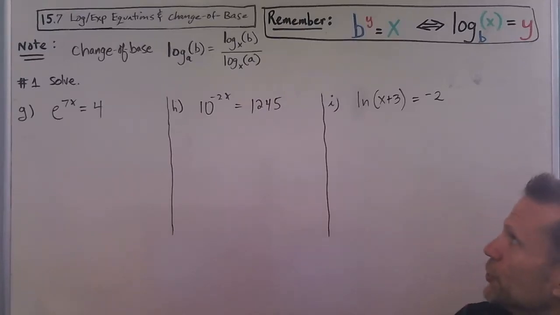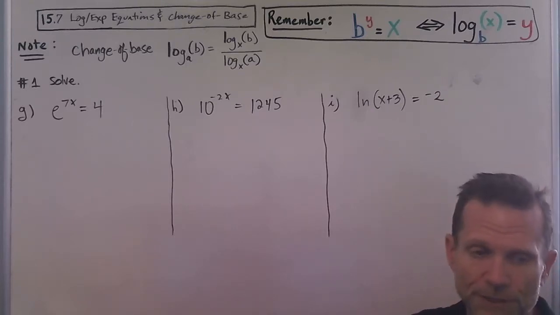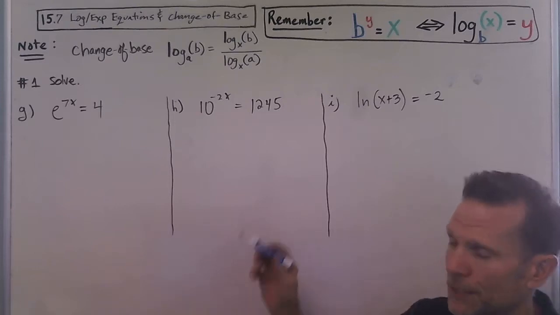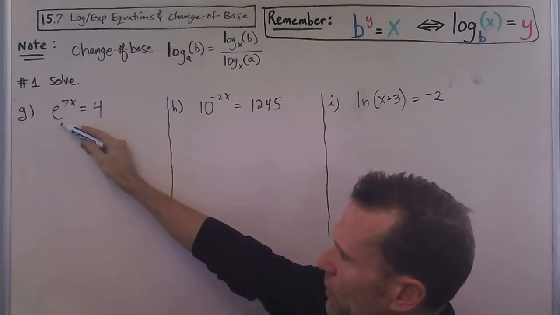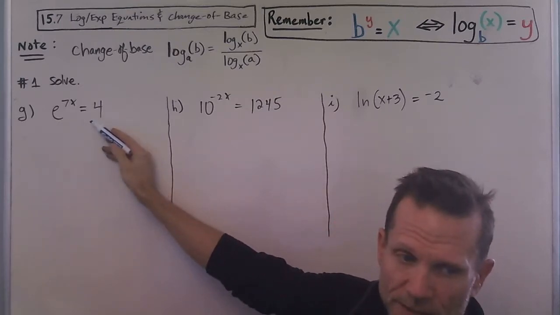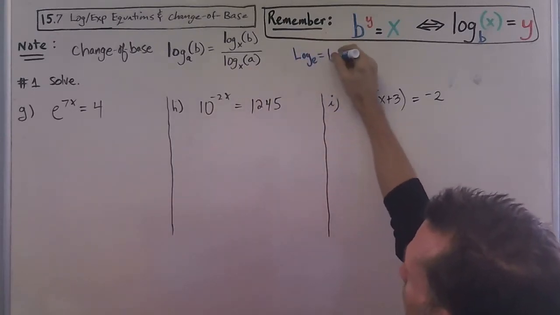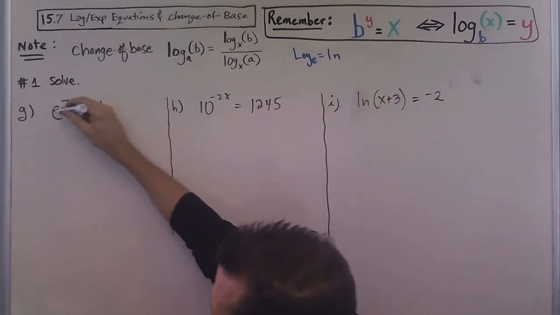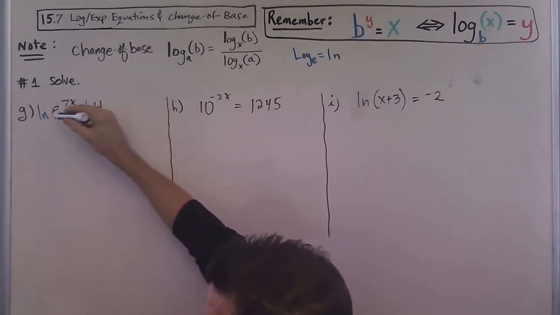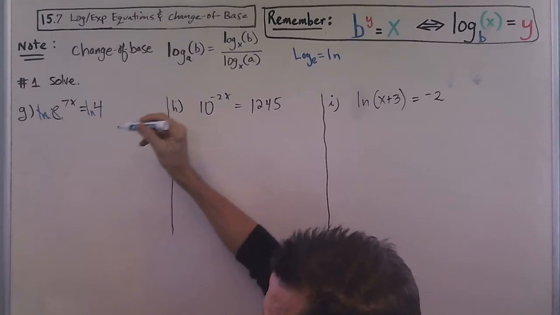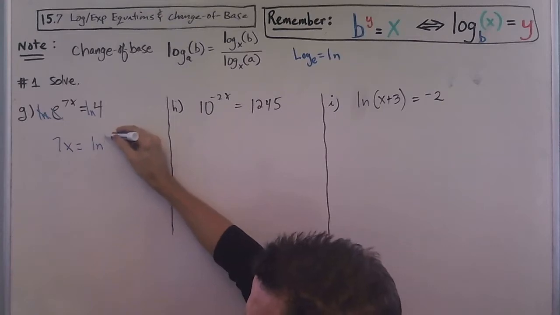Okay, looking at G, H, and I from 15.7, problem number 1, the solving. What we could do here, and I'm going to again show some various methods, is we can see this e here, and we could say, well, I'm going to take log base e of both sides. Now remember, log base e is equal to ln. So I'm going to take the ln of this side and the ln of this side. So what happens here is that cancels out, and I get 7x is equal to the natural log of 4.